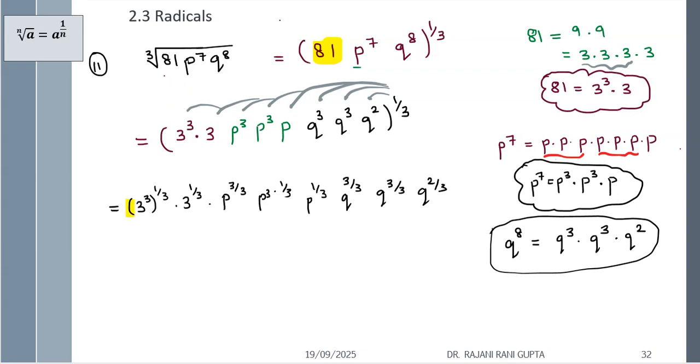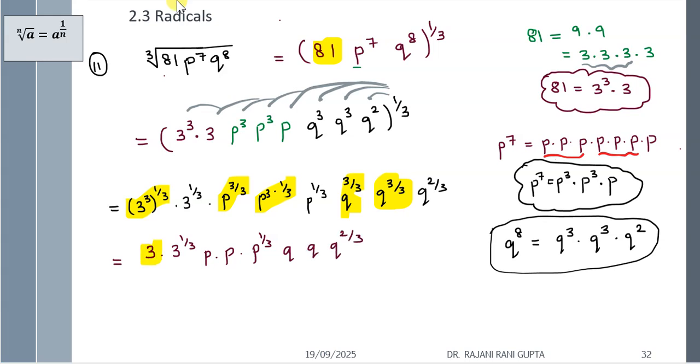So what you see is that this power cancels, and this power cancels. Means the powers become 1. So you are left with 3 power 1 over 3, p power 1 over 3, and then q power 2 over 3.